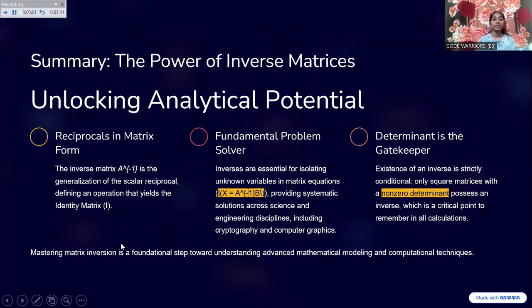The summary. First, the reciprocal in matrix form: the inverse matrix A^-1 is the generalization of the scalar reciprocal. Second, the fundamental problem solver is the given formula X = A^-1 B. Third, the determinant is the gatekeeper. Existence of an inverse is strictly conditional. Only square matrices with a non-zero determinant possess an inverse, which is a crucial point to remember in all calculations.